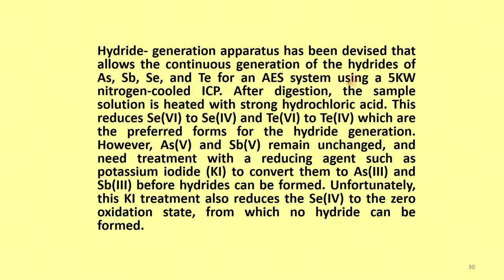It is very difficult to get a pure sample of lead, of blood or anything; it is impossible in any of the animal kingdom, including humans. So, hydride generation apparatus has been devised, it is there for more than 100 years, I think. It allows the continuous generation of the hydrides of these elements, that is arsenic, antimony, bismuth, tellurium, etc. And it has been used for AES also, atomic emission spectrometry, using a 5 kilowatt nitrogen cooled ICP. That is the earlier operations.